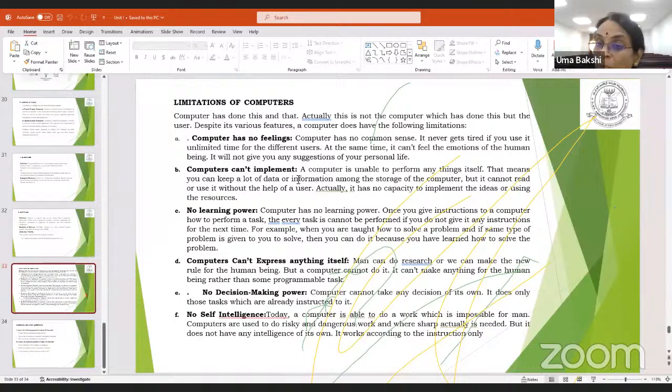Then computers cannot implement. Remember, it cannot implement. It cannot prepare its own code. It cannot prepare the process. It will only take the instructions and work as per the instructions. No learning power. Now we say there is learning power for computers: machine learning, artificial intelligence, ChatGPT, all these things came and we say there is learning power for the computer. It understands from the patterns we give and gives some kind of output based on what it understood.